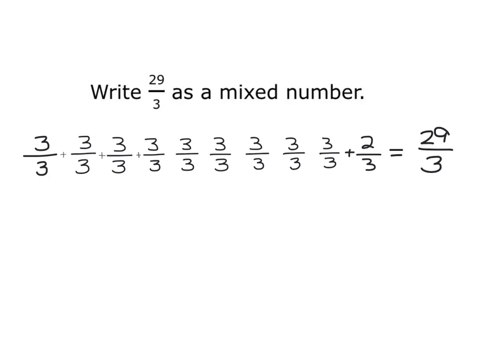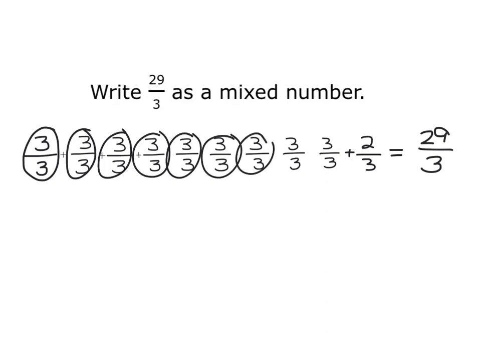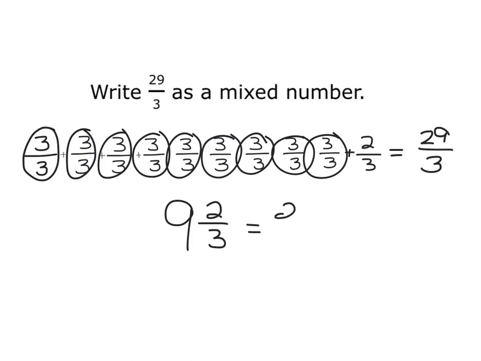But now if we go back and look at each one of these as a whole number, there's 1, 2, 3, 4, 5, 6, 7, 8, 9 whole numbers, and 2/3 altogether makes the same or equivalent to 29/3. So 29/3 would be the improper fraction, 9 and 2/3 would be the mixed number.